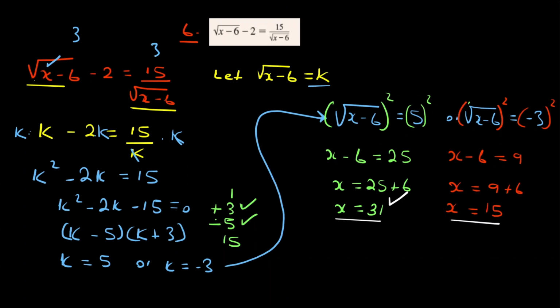And if you quickly substitute 15 where there's x on the right hand side, you'll get 5, and on the left hand side you will get 1. So you can confirm that x equal to 15 is not a solution, and the only valid solution is x equal to 31.